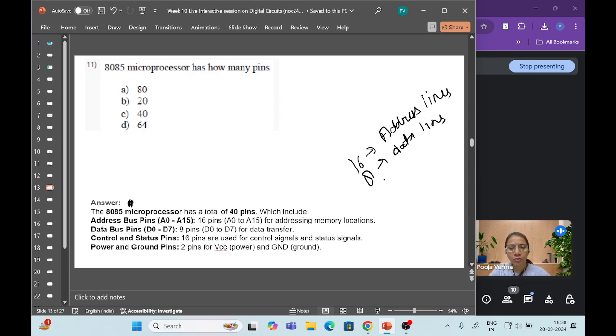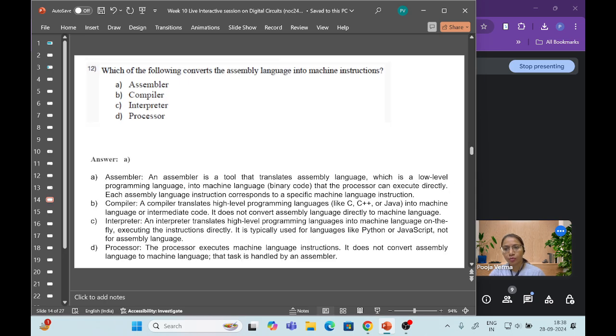Control and status pins are a total of 16, in order to control the signals and check their status, and 2 are power and ground pins. So the 8085 microprocessor has a total of 40 pins. Now moving to the next question.